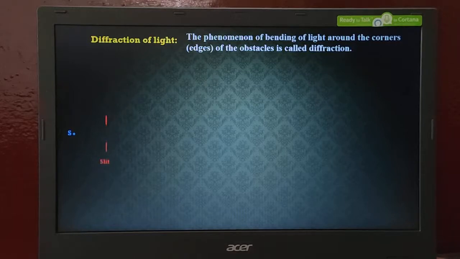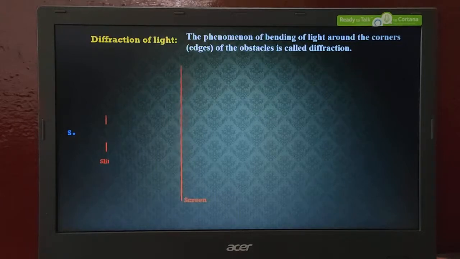Now here we have a slit. Slit means a small gap. Between two red lines there is a small gap. If the light ray is traveling through this slit, what will happen, we have to see using this diagram. Here we have a screen. There is a red screen for observation. We are using this red screen for the observation.